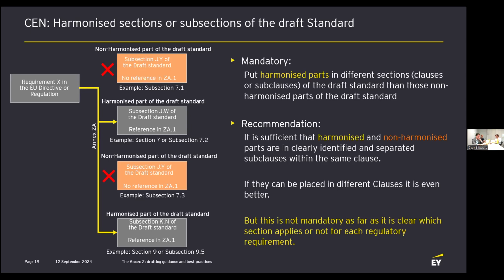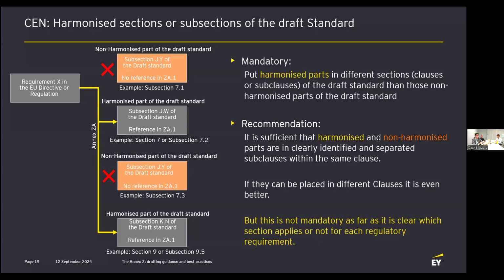This gray box would be what we call a harmonized part of the standard, okay? So what is really mandatory is that the orange box and the gray box are not in the same part. Okay? So when I say part, I use the word part with all the meaning. This means you cannot have them in the same subclause, or in the same clause if you don't have subclauses. So this means you have to separate the part that is harmonized from the part that is non-harmonized.